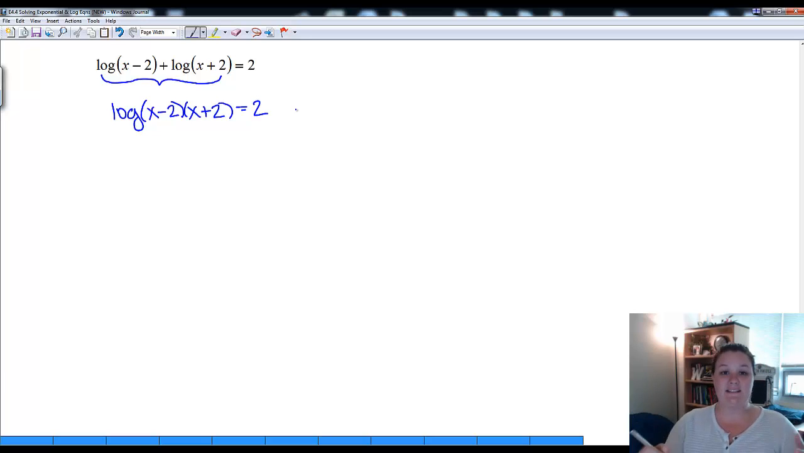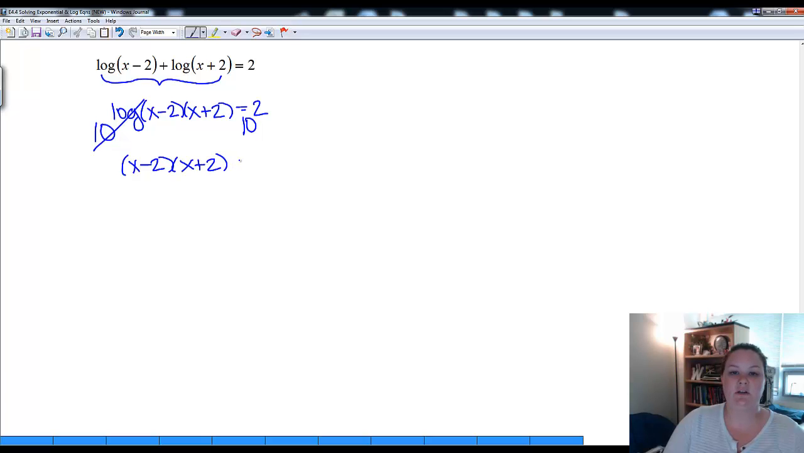Okay, so I've got it condensed. I have it looking the way I want, but now I need to get rid of this log term. Notice there's no subscript, so it's an implied 10 as my base here. So to get rid of log base 10, I'm going to use exponential base 10. So those will cancel on the left, leaving me with x minus 2 times x plus 2. And on the right, I'm left with 10 squared.